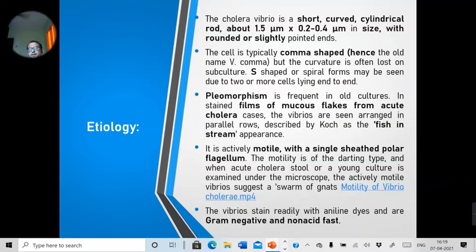First, suppose we observe the fecal matter or the mucus flakes from acute cholera cases. We stain them and observe under the microscope. You are able to observe that these bacteria are present in parallel rows like this. This type of arrangement shown by this bacteria, Robert Koch called a fish in stream appearance. You can observe that a lot of fish flow in the water; they are present in the same line. So that's why it is known as a fish in stream structure.